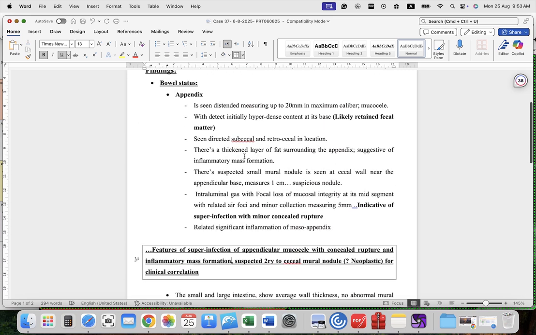Okay, so the teaching point here: always actively search for any cecal mural lesions in an elderly patient who presented with appendicitis. Okay, good luck.